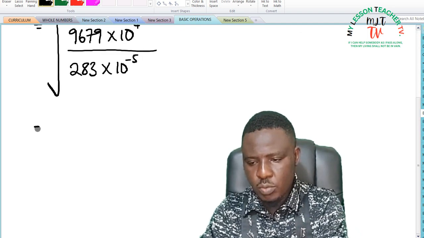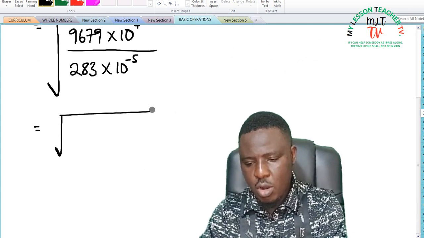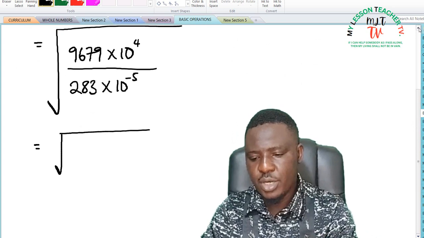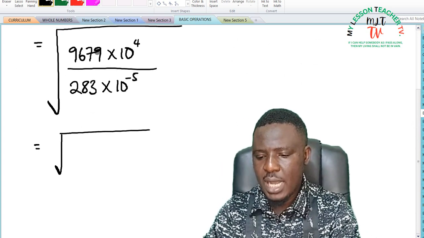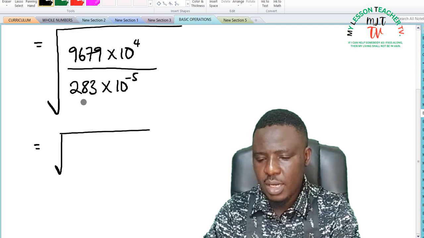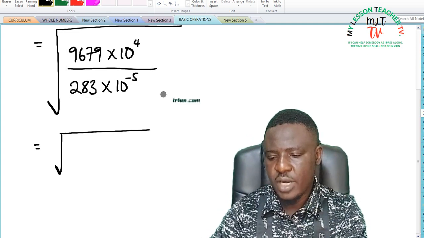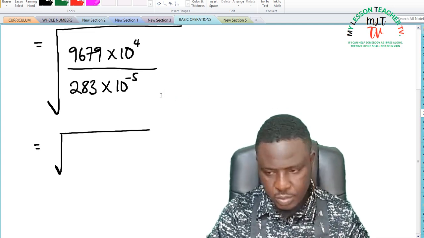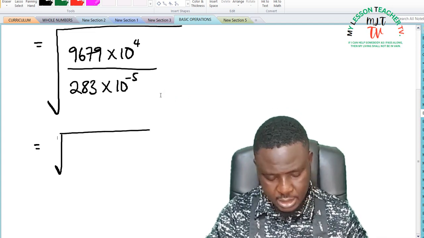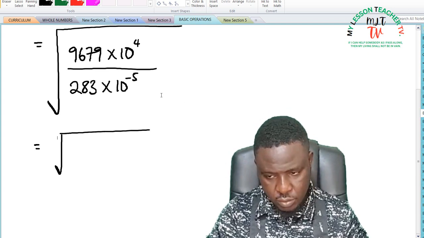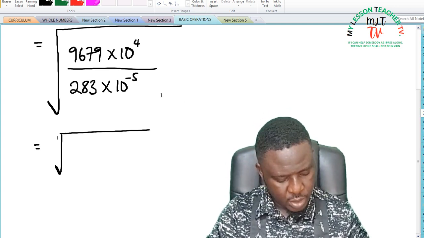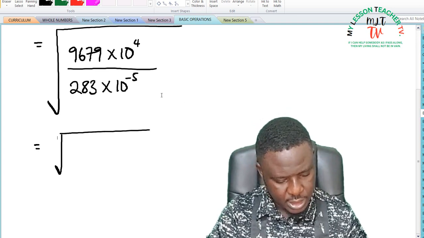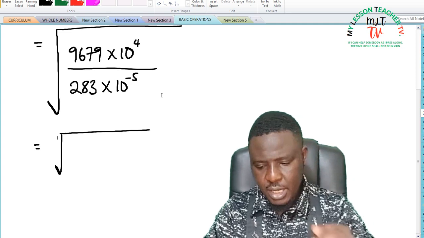This is equal to the square root of, you now look for a factor that can divide both the numerator and denominator. 2 cannot divide. Can 3 divide? 3 cannot divide. So I'm going to use my calculator by saying 9,679 divided by 283. That gives me 34.